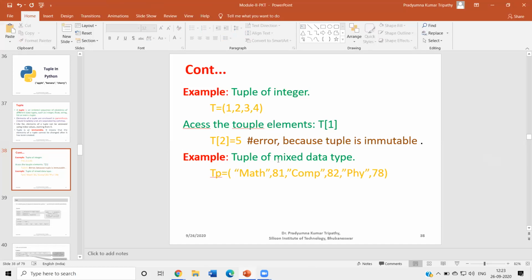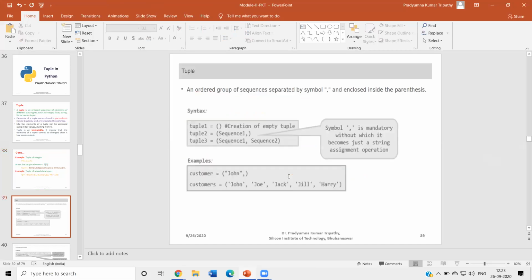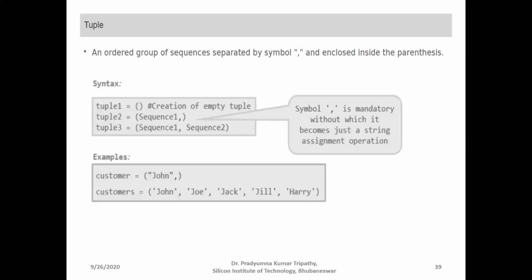And a tuple can have mixed data types. You can see over here a string and an integer combined in the tuple itself. So these are some more examples over here. I have written an ordered group of items separated by commas and closed inside parentheses. If you want to create an empty tuple, just see over here, tuple equals this. It will create an empty tuple, right?